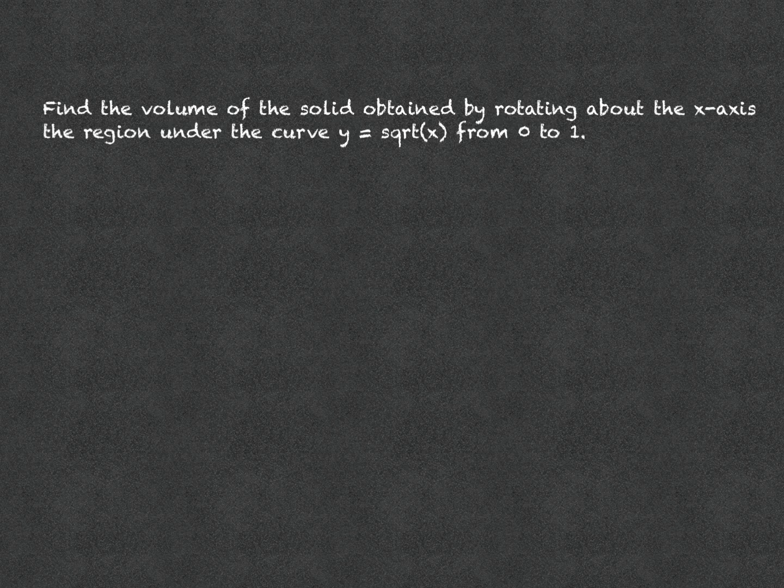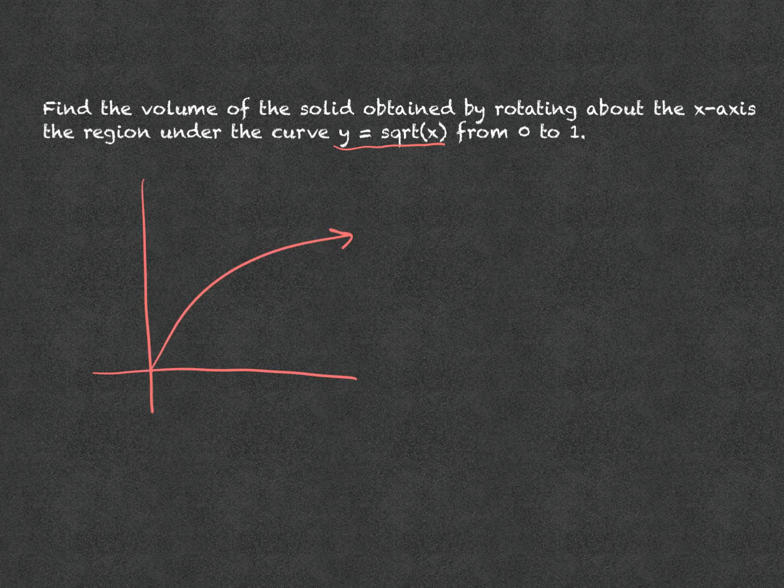It says find the volume of the solid obtained by rotating about the x-axis, the region under the curve y equals the square root of x. So that's important here, from 0 to 1. So let's look at this graph. Y equals the square root of x is a graph square root that looks like this. And we're going to look at the volume from 0 to 1.